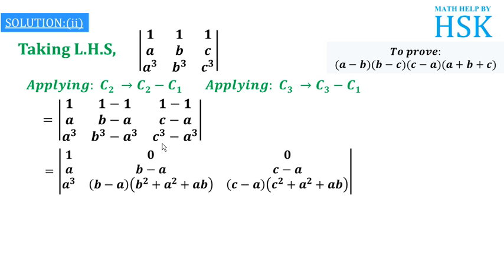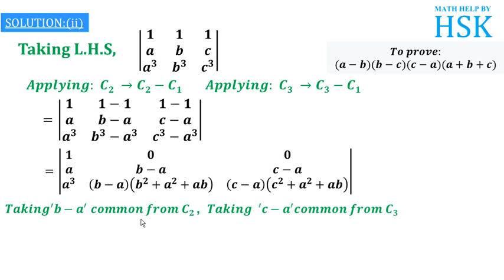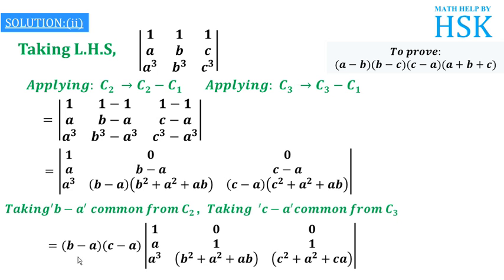Now from the second column I see that b minus a can be taken common, and from the third column I can take c minus a as common. So taking b minus a common from C2 and c minus a common from C3, I am going to obtain the determinant as (b minus a)(c minus a) times 1 a cube, 0 1 b square plus ab plus a square, 0 1 c square plus a square plus ca.